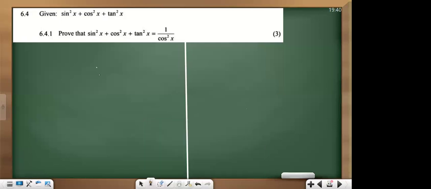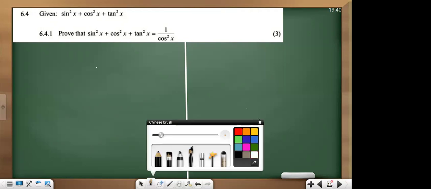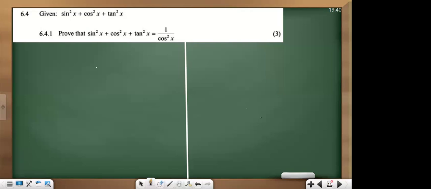Given that sine squared x plus cos squared x plus tan squared x, prove that this is equals to that. Okay, I hope you know the rules for proving identity. Change the complex into simple identity. But I'm seeing something. Sine squared x plus cos squared x plus tan squared x is equals to, all right, we want to prove that they are equal.